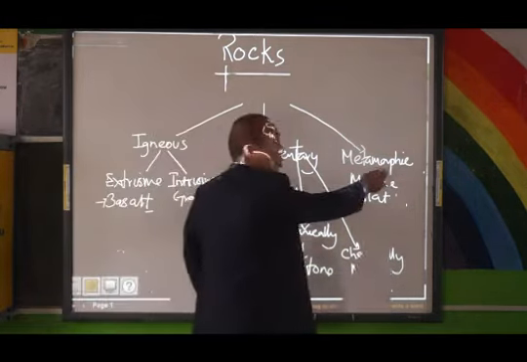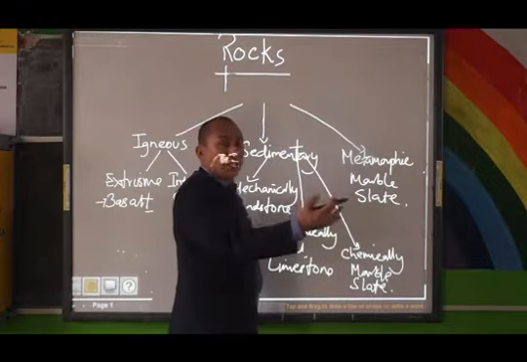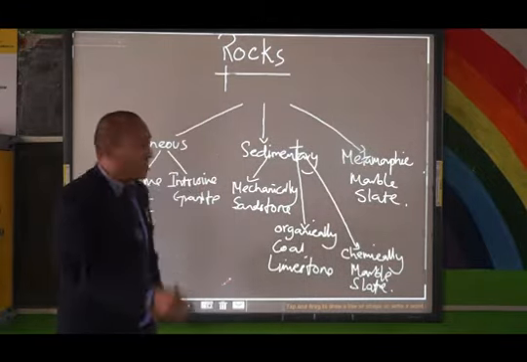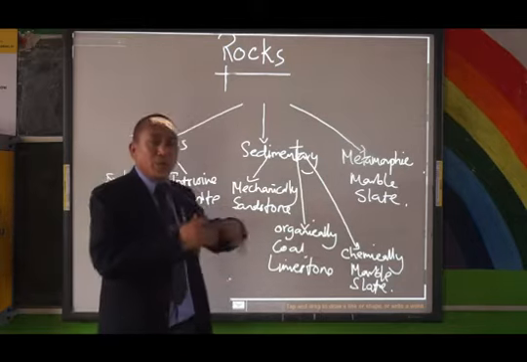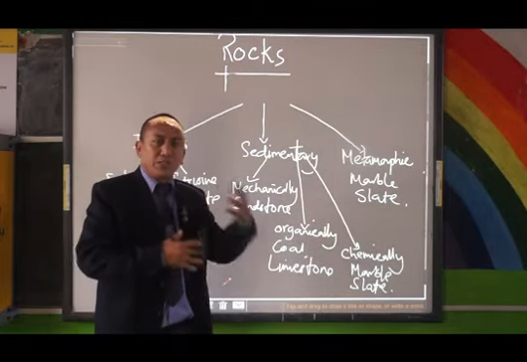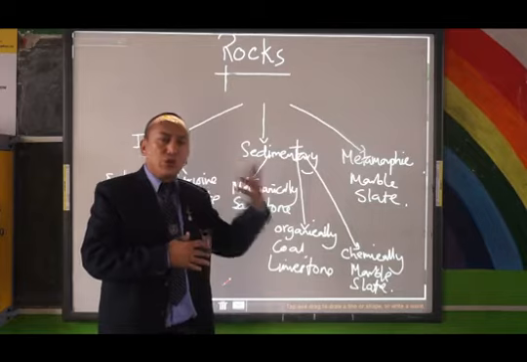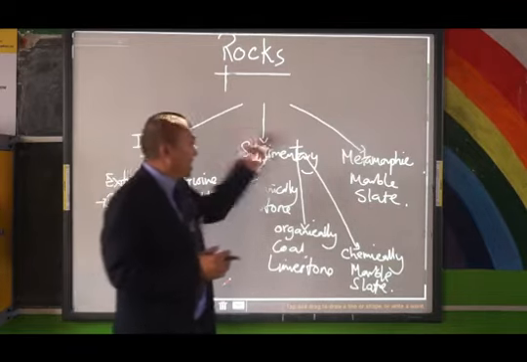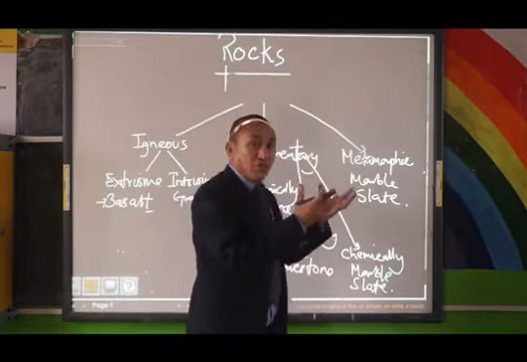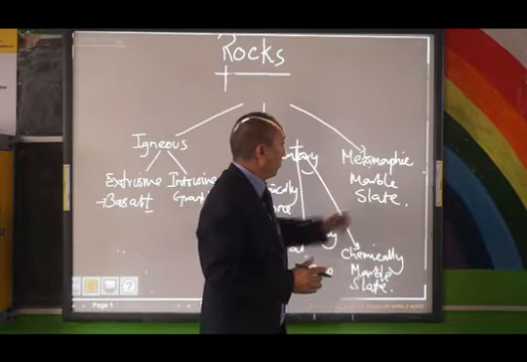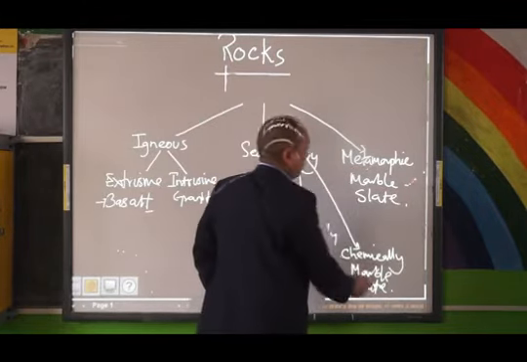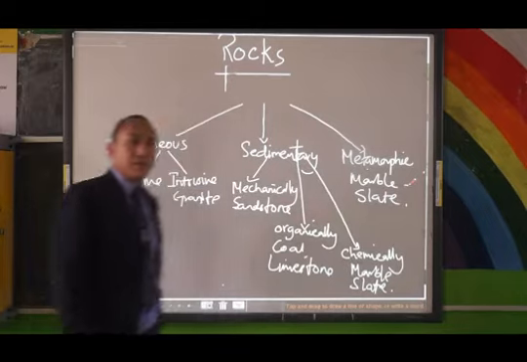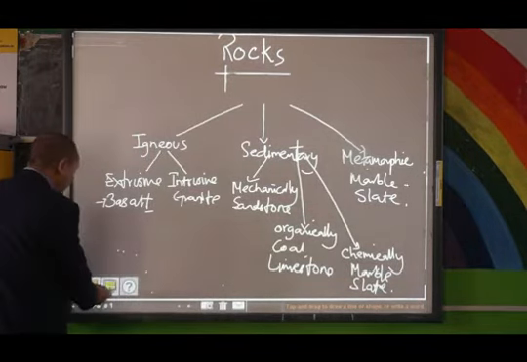Metamorphic rocks are those rocks which have been formed out of change. And how will they change? When igneous rock and sedimentary rocks underwent huge pressure and a huge amount of heat, they changed their form, and a different type of rock was formed, which is called a metamorphic rock. Example I told you is marble and slate. Metamorphic rock.